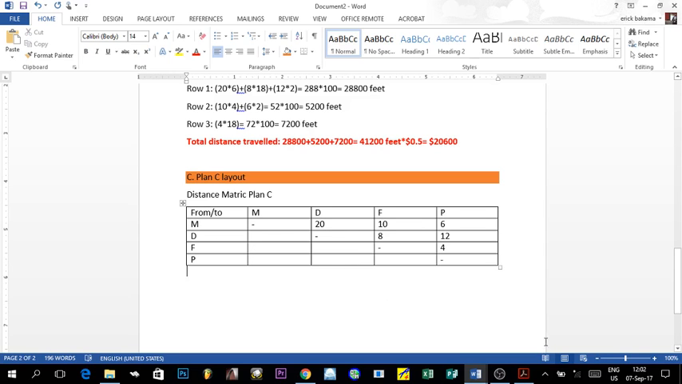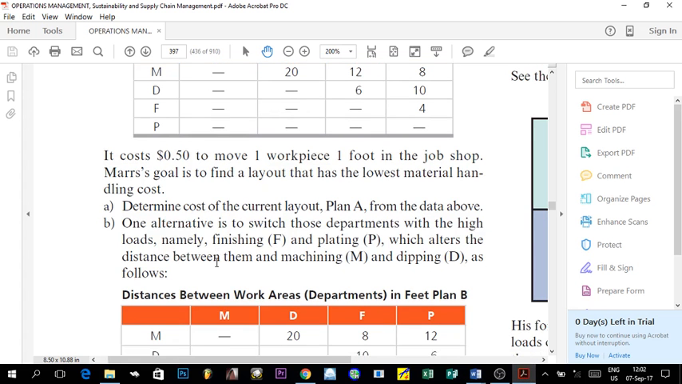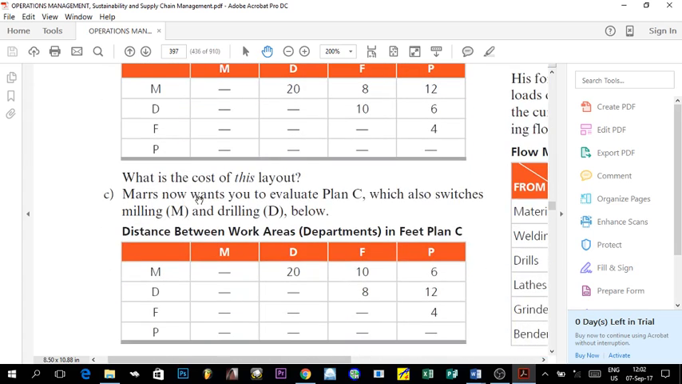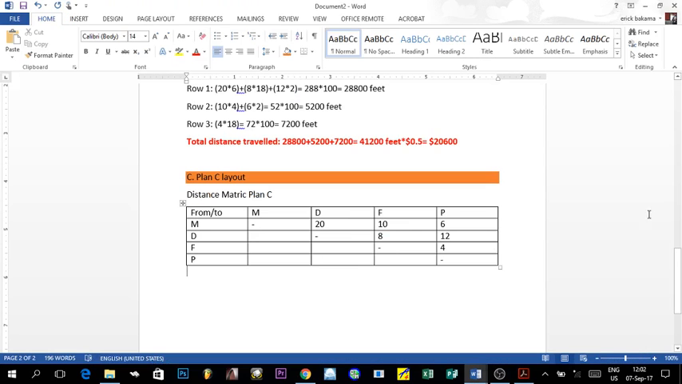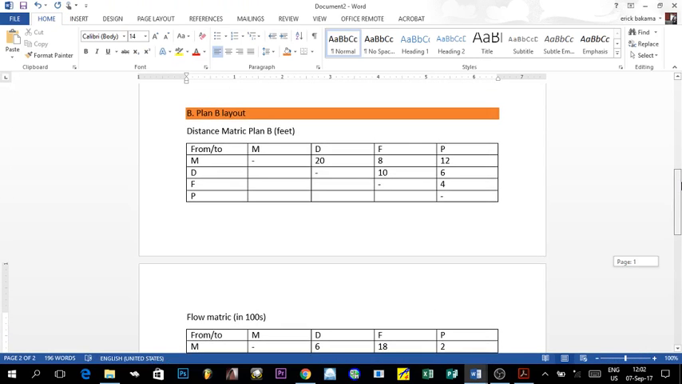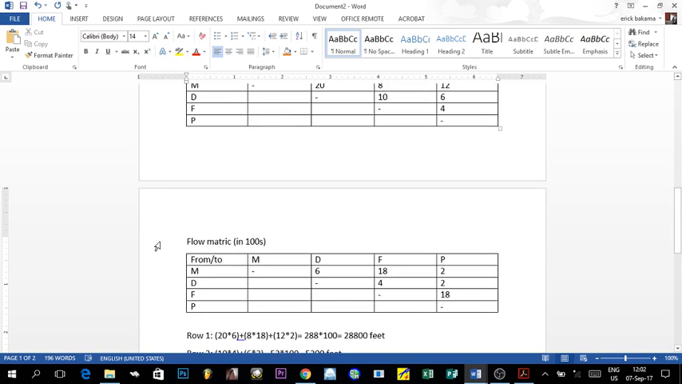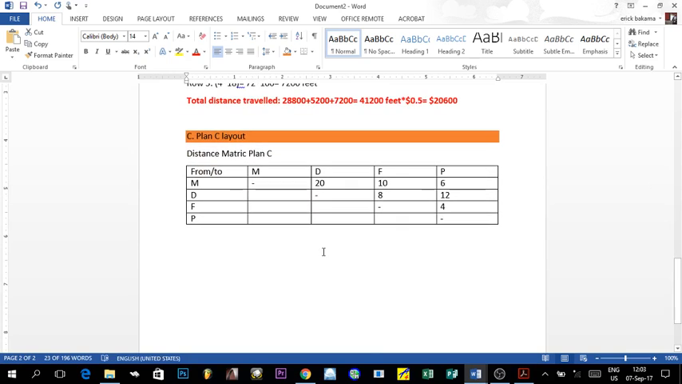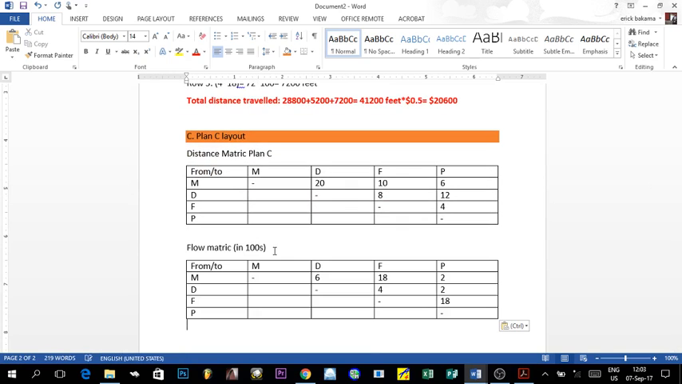So they just made some changes. What are the changes that they made? According to them, they're saying that Marys now want to evaluate plane C, which also switches the milling M and the drilling D. So it just switched the value and the table is already given. So we work again with the flow metric. We always use the same flow metric, yeah? But now this is for plane C.